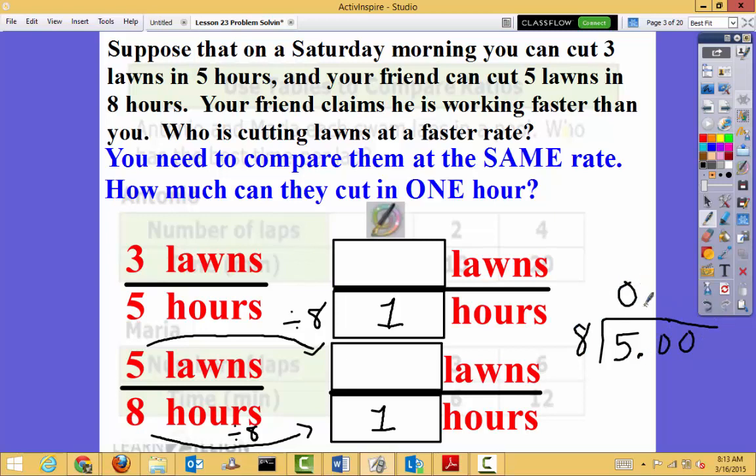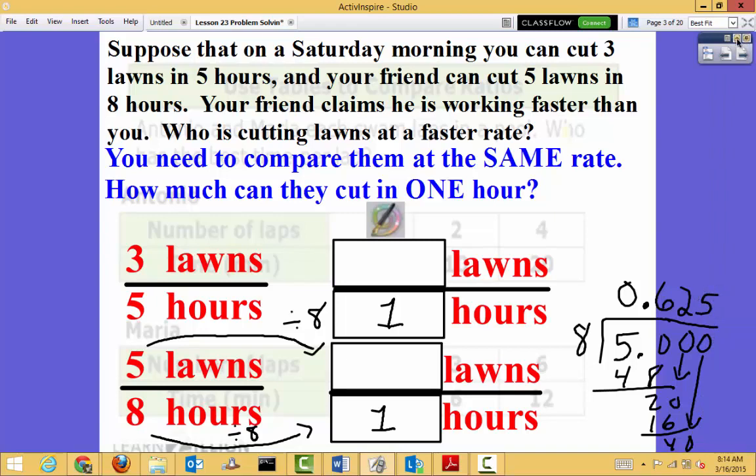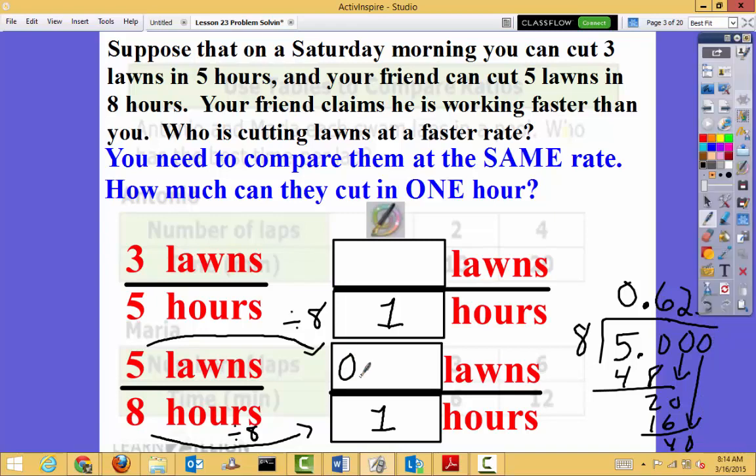8 goes in 0 times. I bring that decimal straight up. This is going to go in 6 times, 48. This is going to go in 2 times, 16, with the 4 left over. Add that 0 since I ran out. So this is going to be 0.625 lawns. Remember, normally in fractions, we don't have a decimal. However, since it's being used as a rate, it is okay.